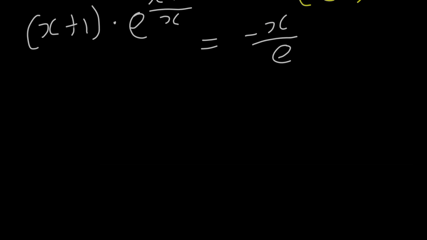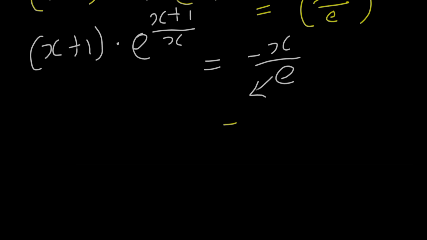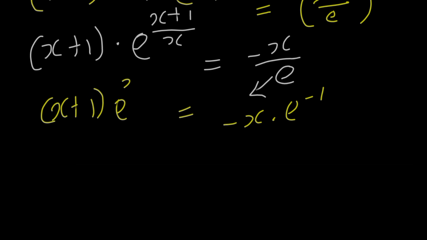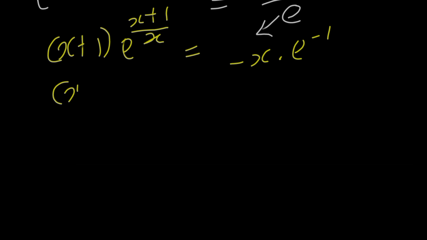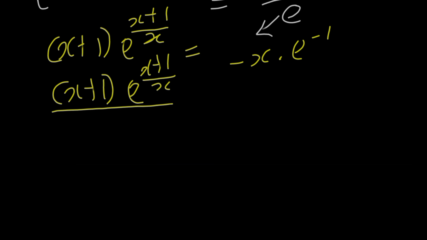So we can rewrite x over e as minus x times e to the power of minus 1 equals x plus 1 times e to the power of (x plus 1) over x. So here now let's divide both sides by x. We have (x plus 1) times e to the power of (x plus 1) over x, divided by x, then equals minus x times e to the power of minus 1 divided by x.